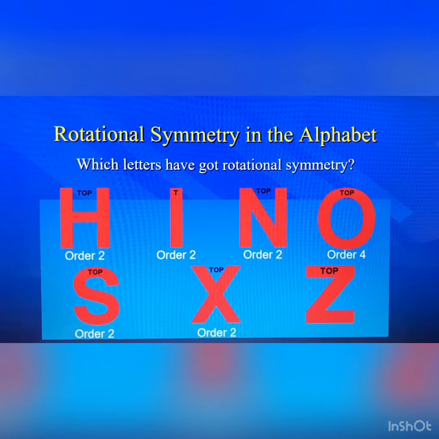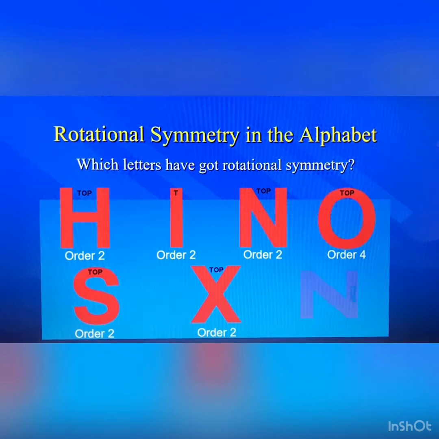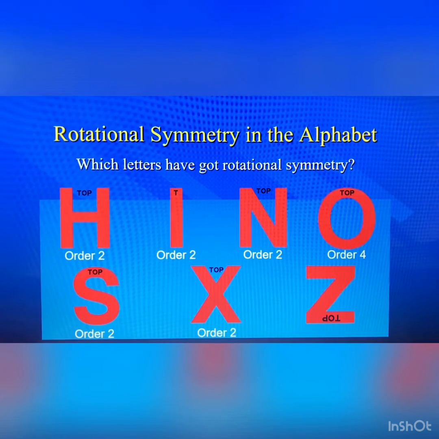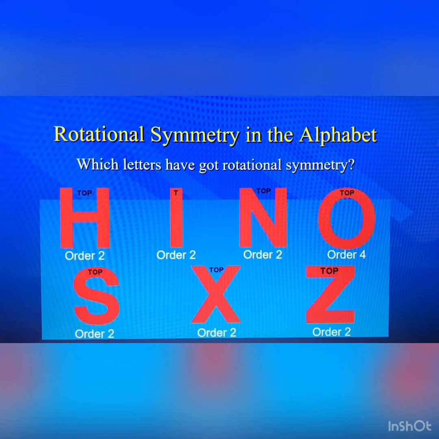Now this is Z. So move it. Yes, of course, this is the original shape. And this is again the original shape. So the rotational symmetry it has is of order 2. So this is the rotational symmetry.